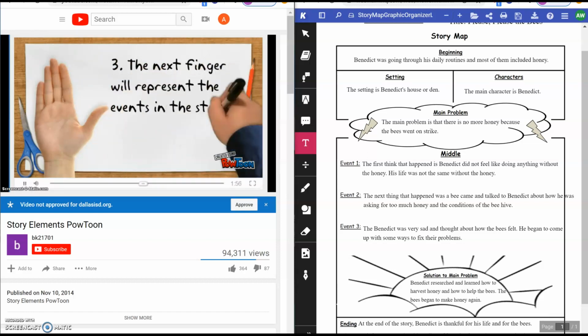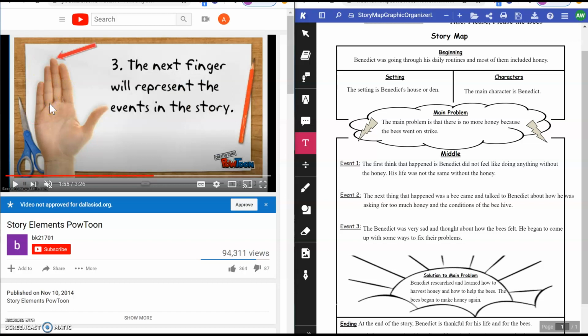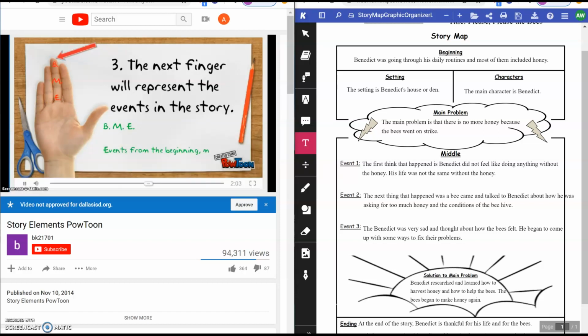The next finger will represent the events in the story. And boys and girls, remember, events are just the things that happen in the story. We don't want to look at all the things. We want to look at the most important things that happen in the story. So think of beginning, middle, and end, B-M-E. The beginning is the B, the middle is the M, and the end is the E.